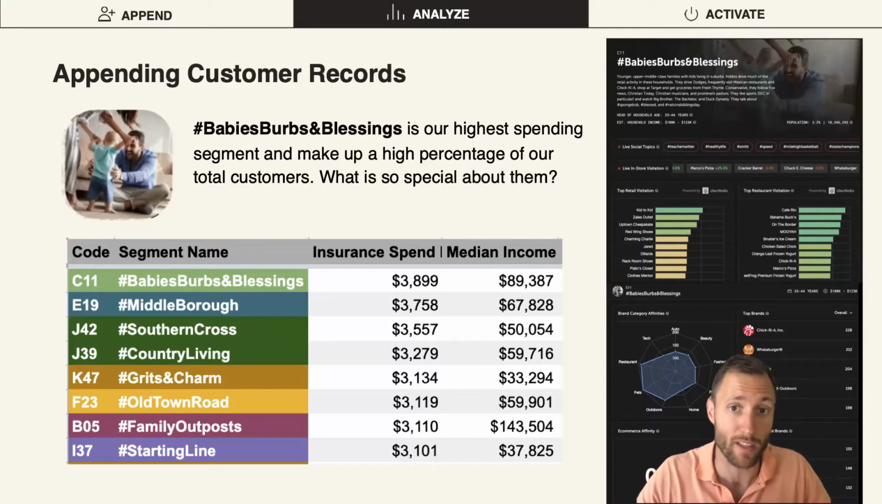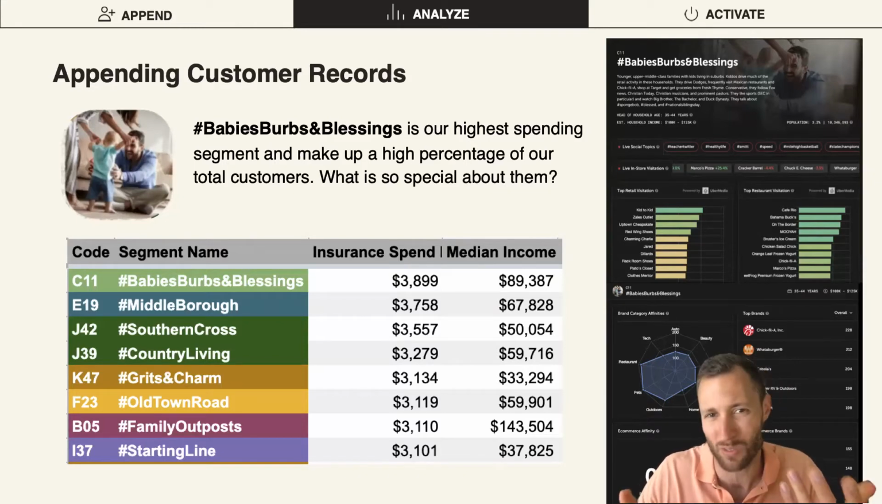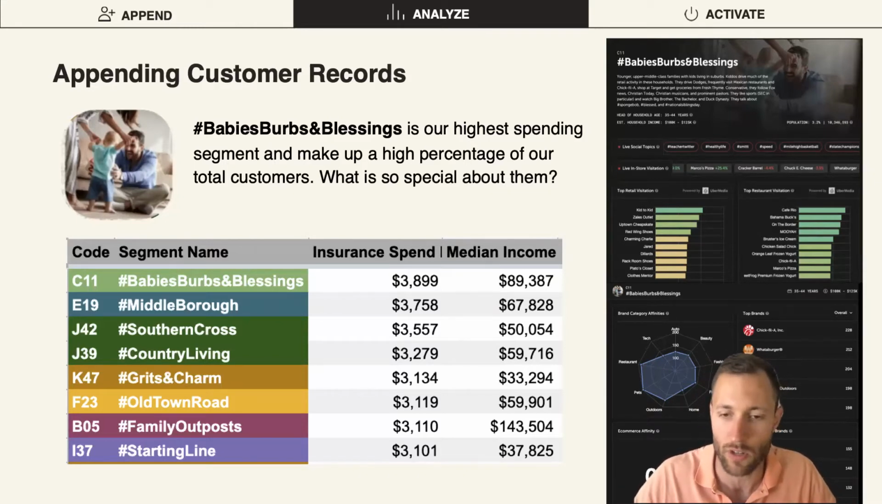We're going to talk a little bit about that later. I want to put a pin in that. But we're going to try to understand why Babies, Birds, and Blessings is spending more than the average. To do that, we want to go to our enriched data, which is provided in the taxonomy. This is coming from social media, website, and mobile visitation. And we want to understand what is going on with these people that they're spending more on insurance.